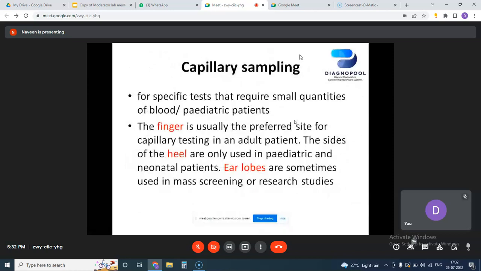Then when it comes to capillary sampling, which is not very commonly used, the site for capillary sampling, most commonly used is the finger. And remember, usually the middle finger or the ring finger are better than the other fingers. And the other sites for capillary sampling are heel and ear lobes.